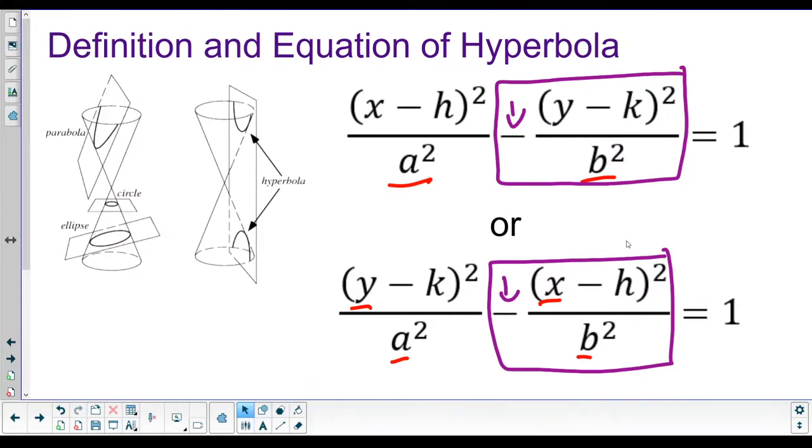So let's go talk about what that negative, and what changing it from the y to the x, will actually do to our graph.